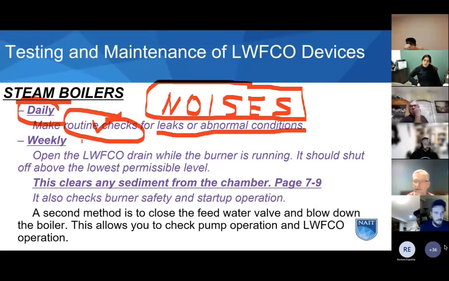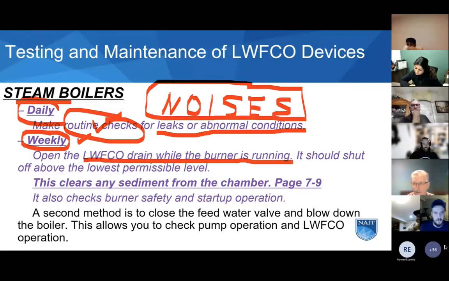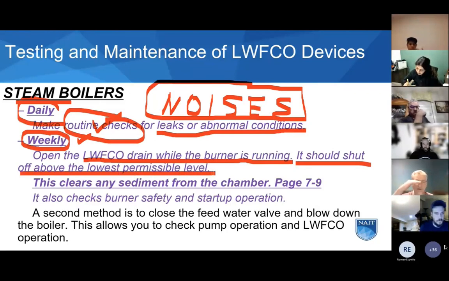Weekly, remember it recommends in the textbook a weekly blowdown of the low water fuel cutoff drain while the burner's running. We're going to do a test, right? So we're going to open the drain, and we should see the fuel shut off somewhere above that lowest permissible level. It should shut off when we can still see some water in the glass. If it goes right out of the glass, I'd be reaching for the big red button. If it blows out of the glass and does not shut down the burner, you need to shut that burner down immediately, and then find out what's going on.